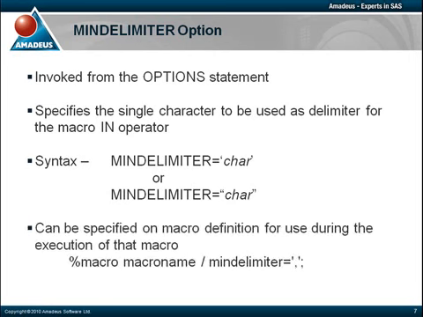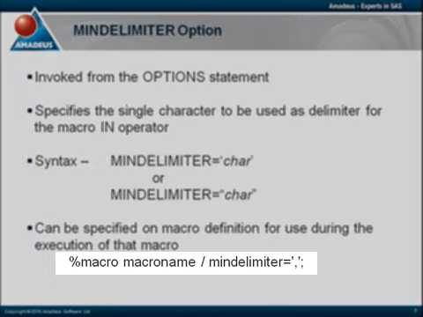It is also important to note that when the in operator is used within a macro, it will use the delimiter specified at the time of compilation. If you need to specify a delimiter to be used for the current macro that may be different from the current delimiter, you can specify it on the macro definition, as shown here.